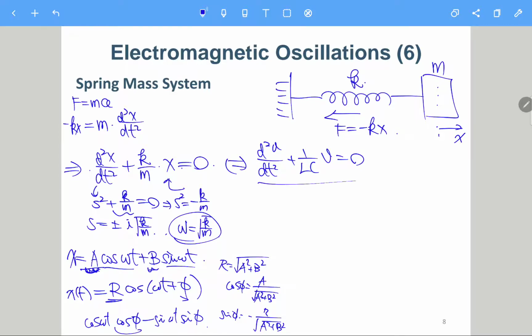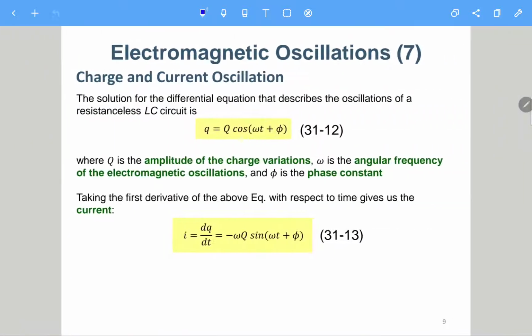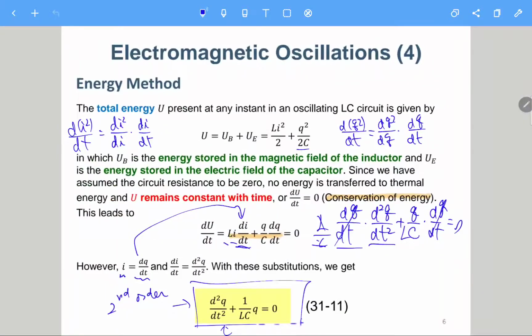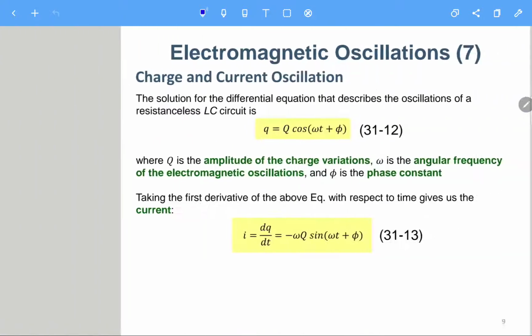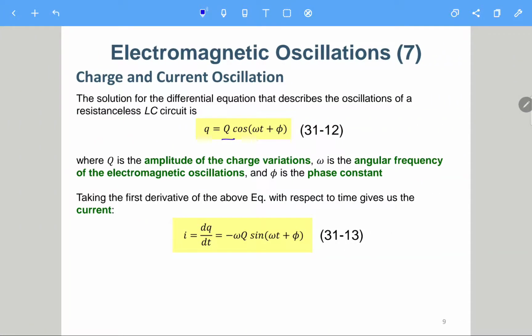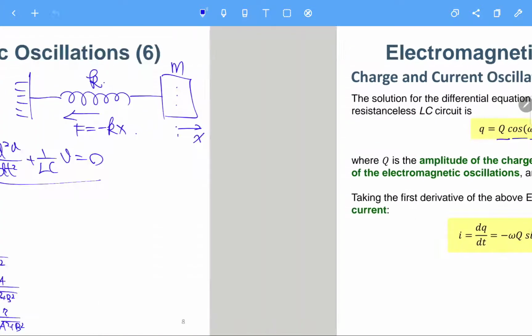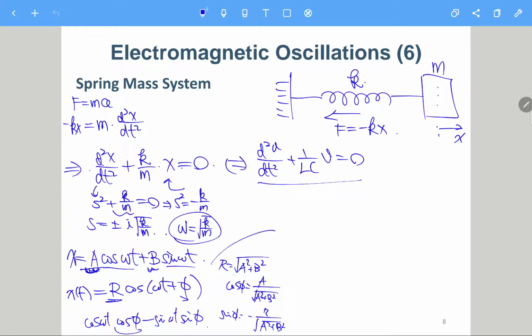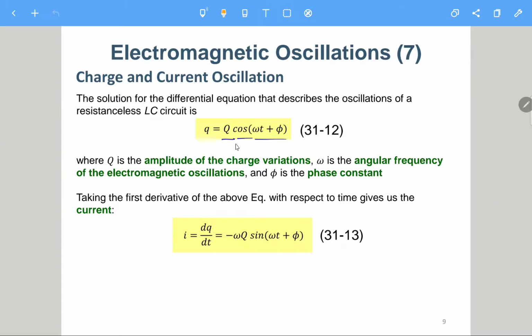Similarly, if you try to find a solution to this one, it is nothing but q equals Q cosine omega t plus phi, which is actually the same form as this one. So here we have a small q of t, which is big Q, the amplitude, times the cosine of omega t plus phi.